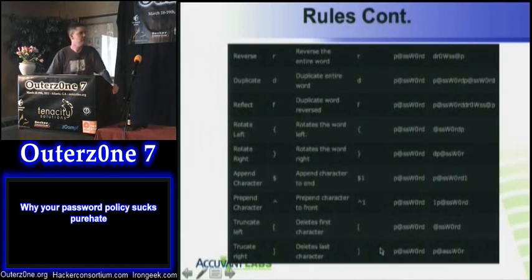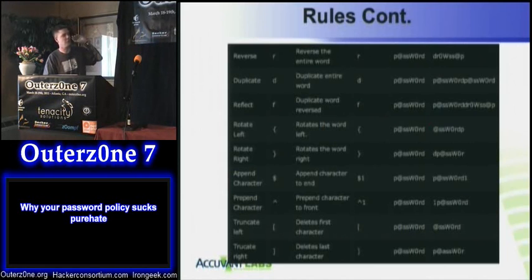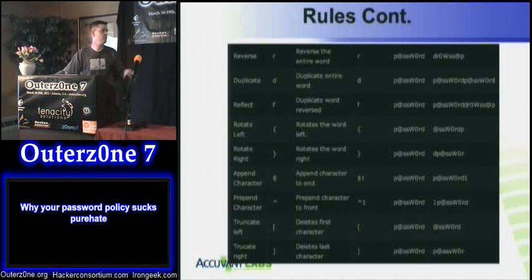But some of the ones I like to use are truncate left and truncate right, and append characters and prepend characters. For example, if it's 2011, if that's the year, I always try to prepend 2011 to every single word in my dictionary, just in case it might work. So these rules you can play around with. You can pass more than 1 rule to the command. It takes the first rule first, and then it does the second rule. So there's a way you can play around with it.